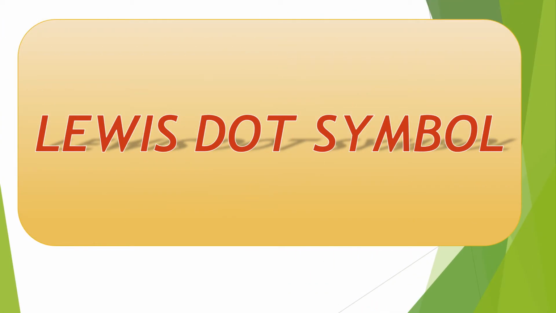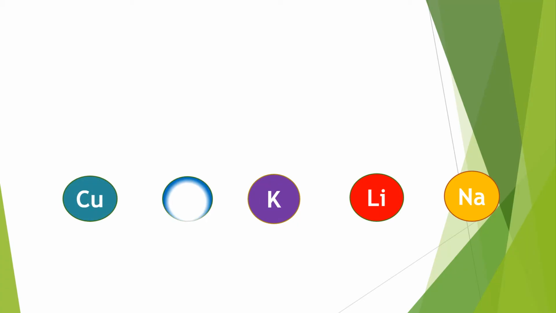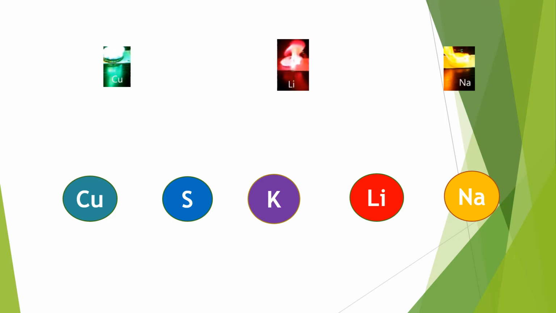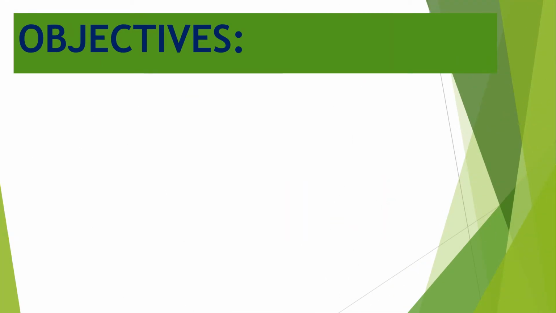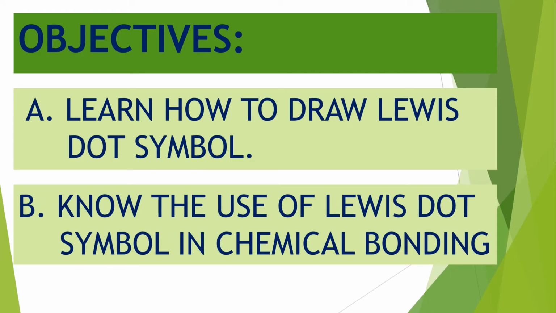Our lesson is all about Lewis dot symbol. Objectives: A. Learn how to draw Lewis dot symbol. B. Know the use of Lewis dot symbol in chemical bonding.